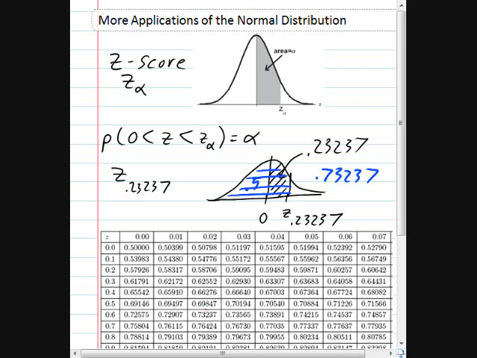And if you look for a little while, you'll notice it's right here. And then we ask ourselves, what z number gives that area? And the answer is 0.62. So our z-score equals 0.62.